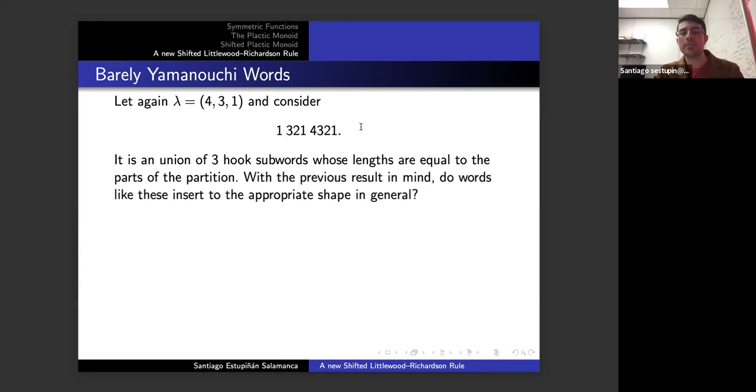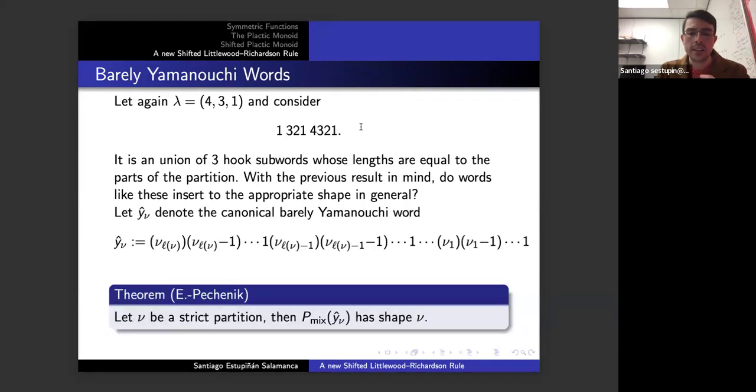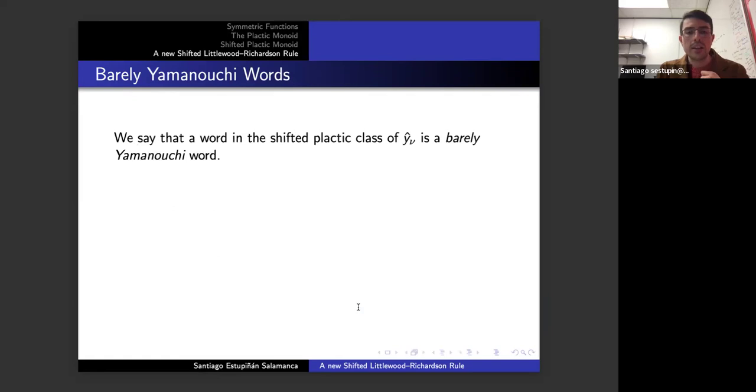But then again, the question is, do these insert to the right shape? And we found using semi-standard decomposition tableau that if you insert these words for any partition, they indeed have the kind of desired shape. And we call these words Berli Yamanouchi, because of their connection with Yamanouchi words.